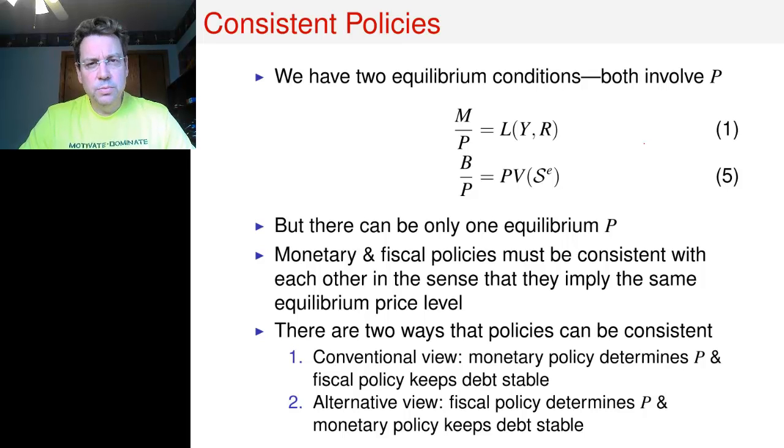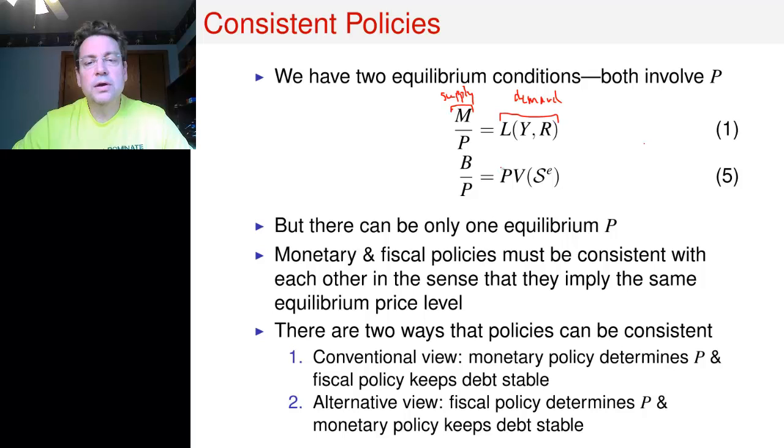We've talked about equilibrium in the money market and equilibrium in the bond market. This first equation summarizes equilibrium in the money market. The right-hand side is the demand for real money balances, real meaning M divided by P, and we can think of the left-hand side as the supply of real money balances.